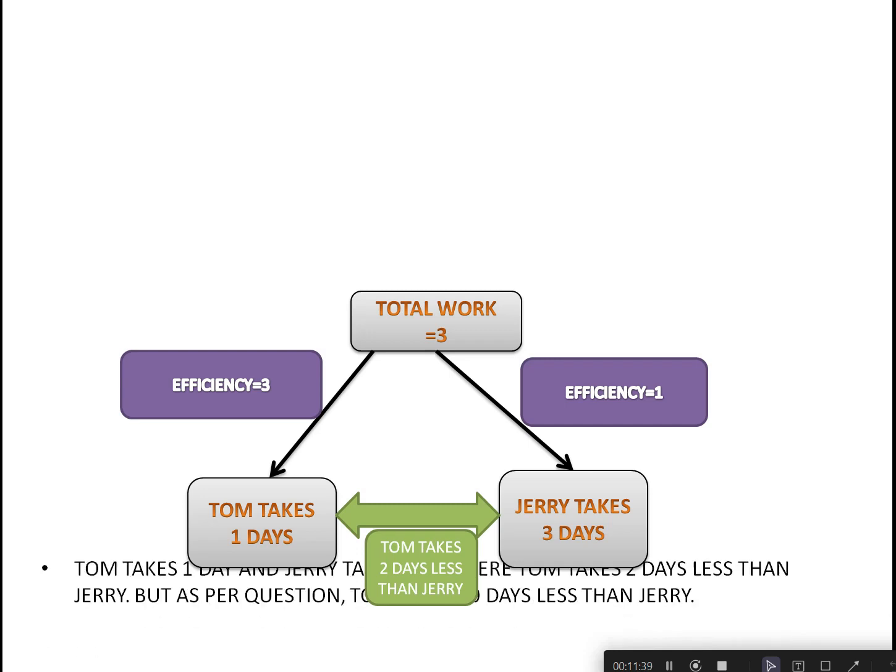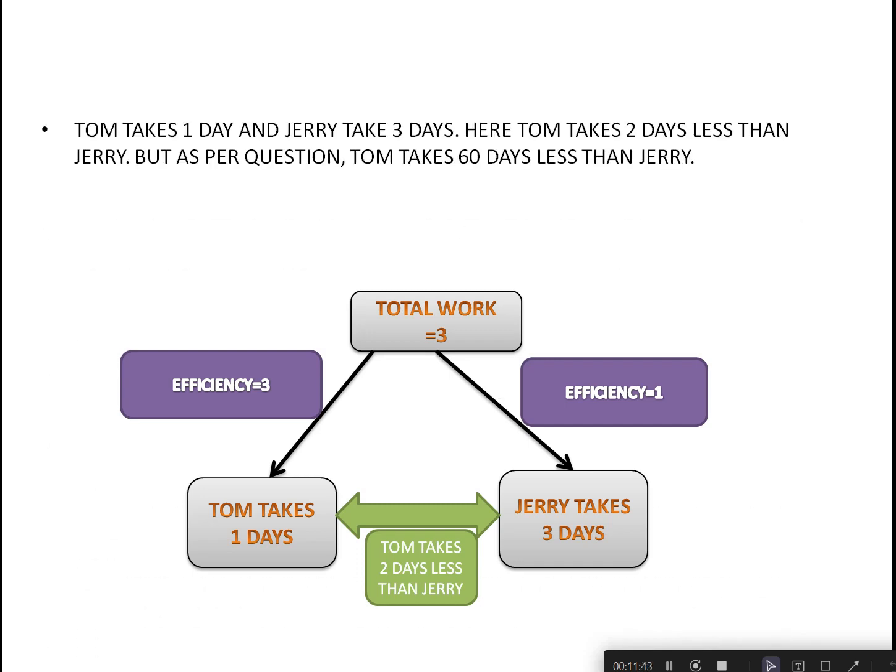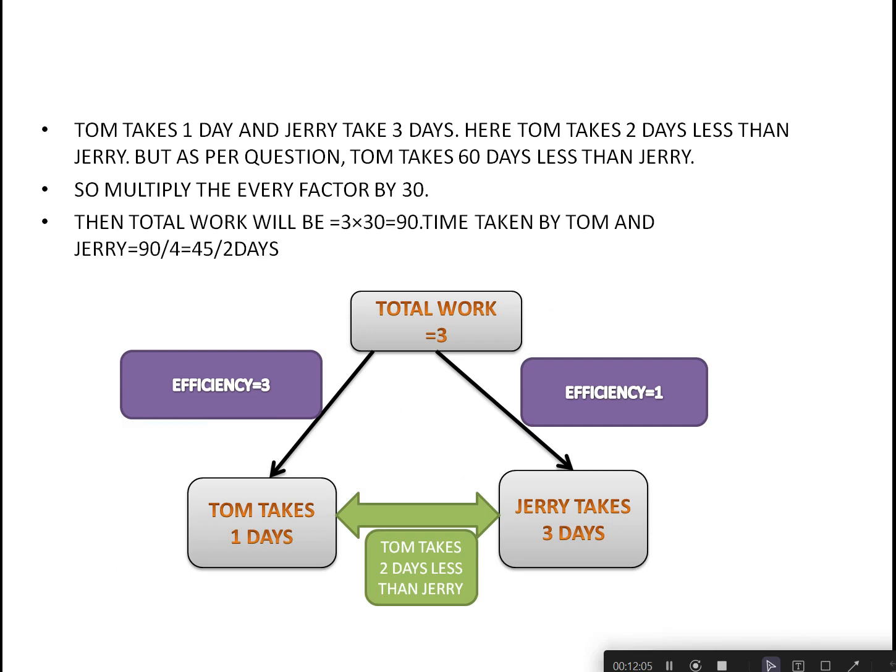But as per the question, Tom takes 60 days less than Jerry. So multiply the number of days taken by Tom and Jerry by 30, and also multiply the total unit of work. Then the total unit of work will be 3 into 30. That will be 90.